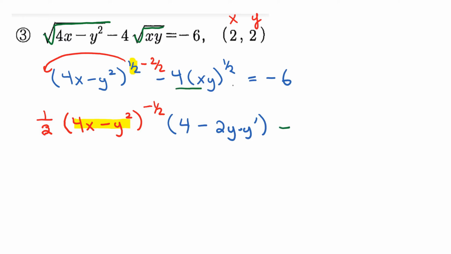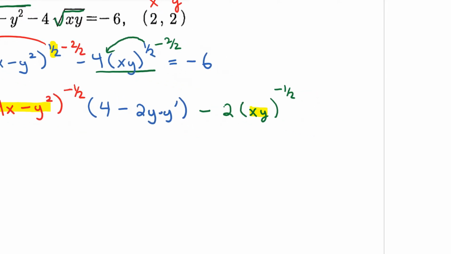And then if I go on to the 4 bracket xy to the power 1/2, the 1/2 would times with the 4, so 4 times 1/2 would be 2. So 2 times xy to the power of negative 1/2, because I need to subtract 1 on this power there. And then I need to take the derivative of the inside expression, and the inside expression here is just xy, so more work to do.